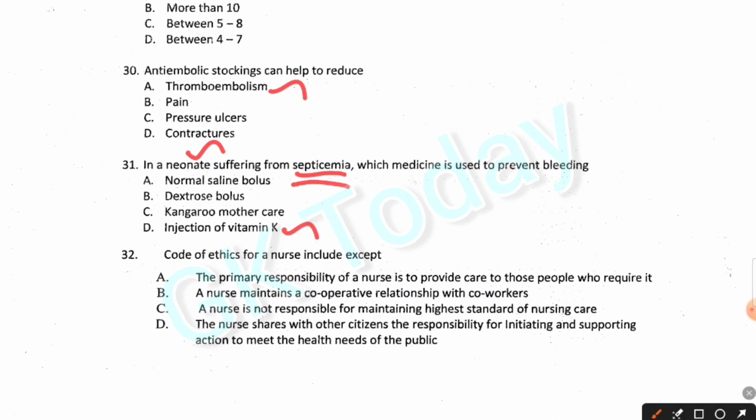Code of ethics for a nurse include except. Correct answer is option C. A nurse is not responsible for maintaining highest standard of nursing care. Except the code of ethics for a nurse include, except: nurse is not responsible for maintaining highest standard of nursing care. Responsibility of a nurse.